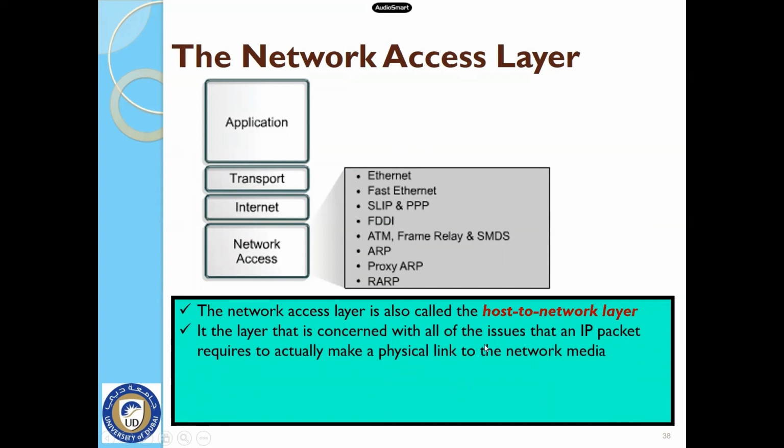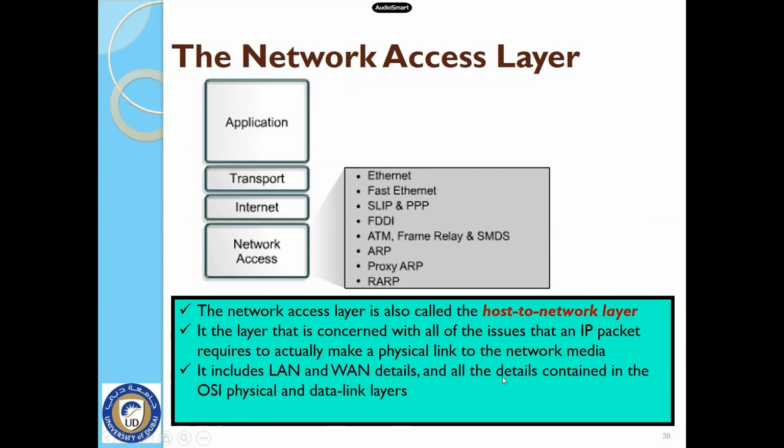Now, it is the layer that is concerned with all of the issues an IP packet requires to actually make a physical link to the network medium. So it is the one concerned with the physical link, like fast Ethernet, coaxial cables, these media. This is the responsibility of this layer. It includes LAN and WAN. LAN is the local area network, WAN is the wide area network. So it includes these details and all the details contained in the OSI physical and data link layers. So this network access layer is pretty much a combination of the OSI physical and data link layers.